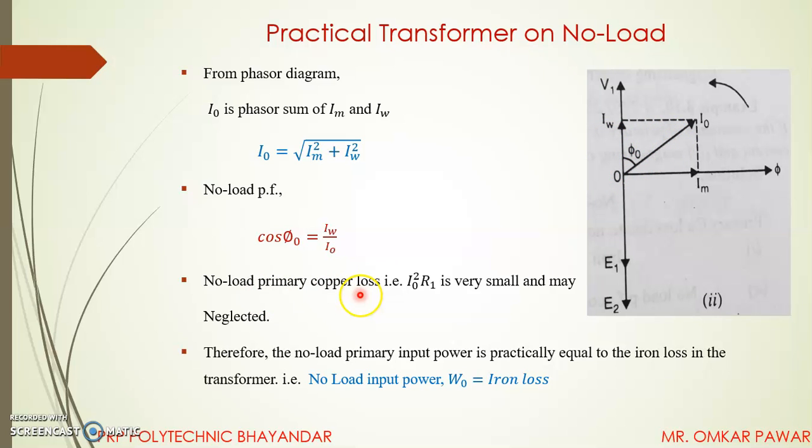The no load primary copper loss, that is I0 squared R1, is very small and may be neglected. Therefore the no load primary input power is practically equal to the iron loss in the transformer. That is, no load input power W0 is equal to the iron loss.